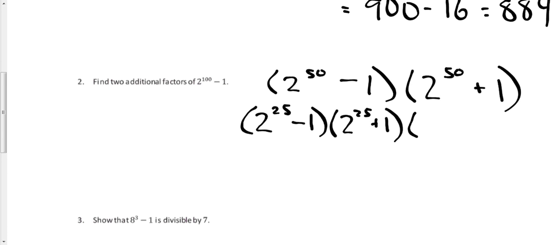Now, if this was to the 150th power, that would be sum of cubes, which is one of my things, but it's not that. So I can't factor that any further. So this just stays 2 to the 50th plus 1. Now I found 3 factors. Can I factor this any further?